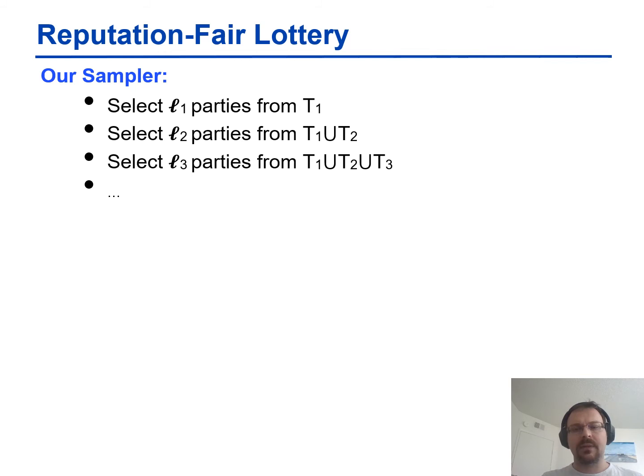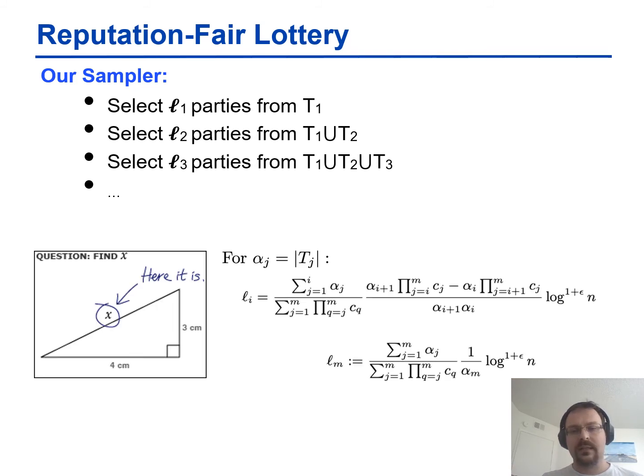So how do we sample to achieve the guarantees from the previous slide? Our algorithm does the following. It selects a number L1 from the highest reputation tier, then another number L2 from the highest together with the second highest, their union. And if I select the same party from T1 twice, then I just replace it and get another one. Then another number L3 from the union of the first three tiers, and so on and so forth. And L1, L2, and L3 are computed so that they satisfy certain conditions.